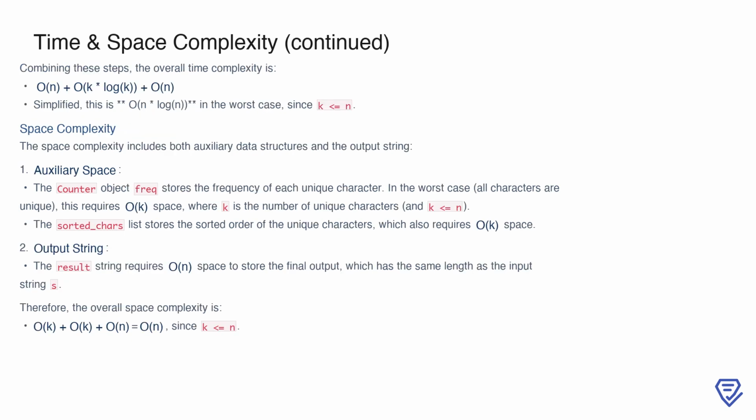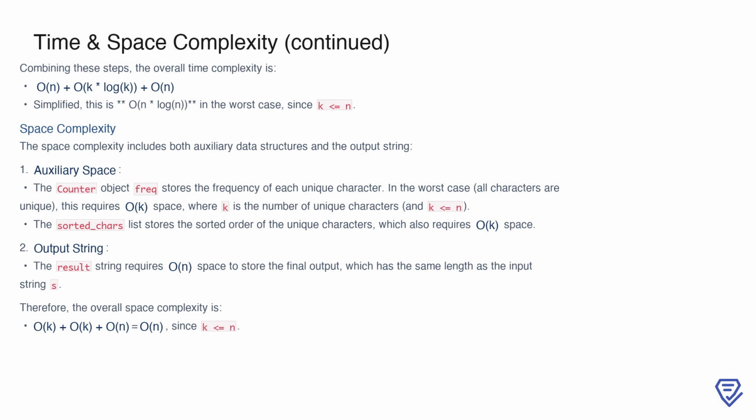Now, combining the time complexities of the 3 steps, we get O of n for counting frequencies, O of k log k for sorting, and O of n for building the result string. Adding these gives O of n plus O of k times log k plus O of n, which simplifies to O of n times log n in the worst case because k is always less than or equal to n.